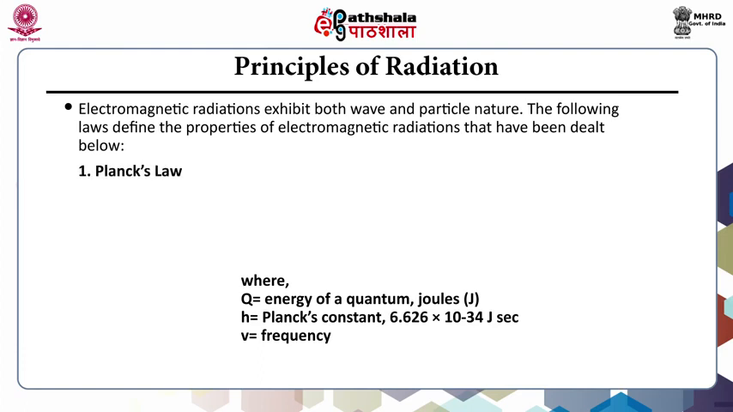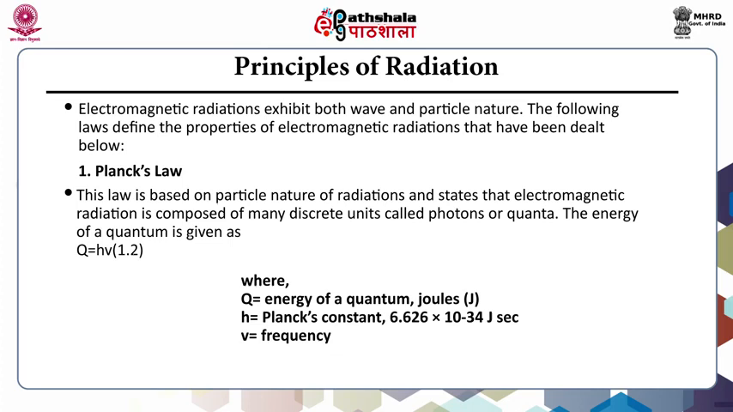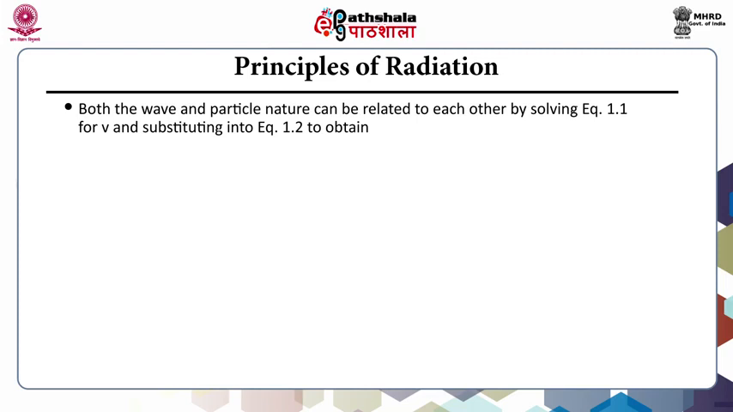First one is Planck's law. This law is based on the particle nature of radiation and states that electromagnetic radiation is composed of many discrete units called quanta. The wave and particle natures are related to each other: the energy of radiation is inversely proportional to its wavelength. The longer the wavelength involved, the lower its energy content.